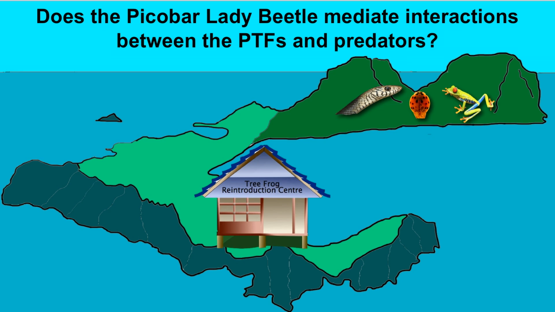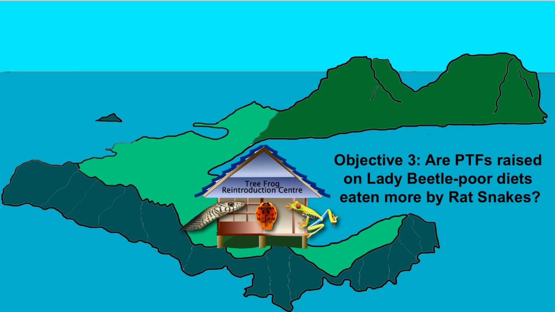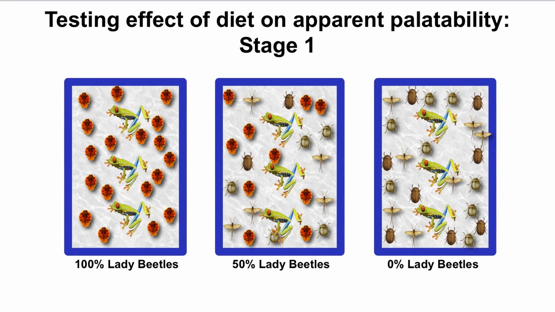So we wondered if a similar interrelationship might exist on Picobar, in which the lady beetles would mediate the interactions between the tree frog and its predators. And so we set up our final experiment to address this question in a captive environment. In the first stage, the tree frogs were raised on one of 5 diets, 3 of which are shown here.